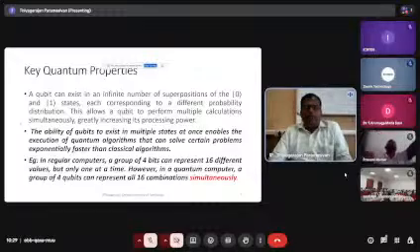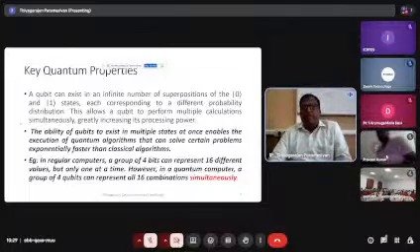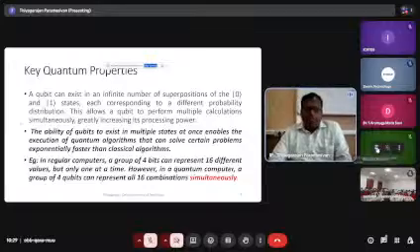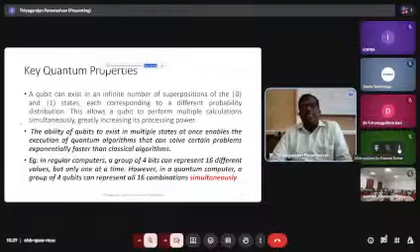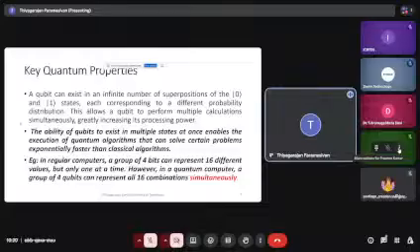For example, in normal computers, if you take 4 bits, how many different values can 4 bits take? Generally, it is 2 power n, where n is the number of bits. Here we have 4 bits, so the number of different values is 2 power 4, which is 16 different values. However, in quantum computers, a group of 4 qubits can represent 16 combinations simultaneously. Now, the word simultaneous is very important. It can execute 16 combinations simultaneously.